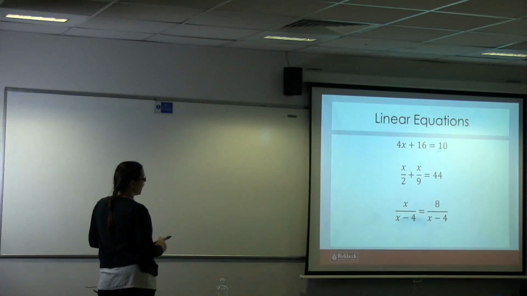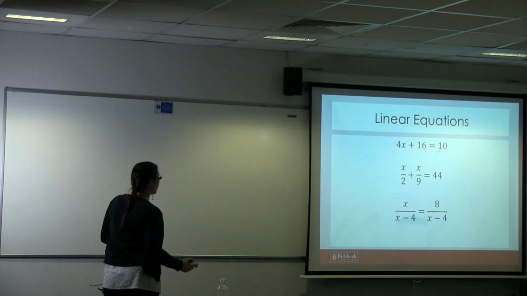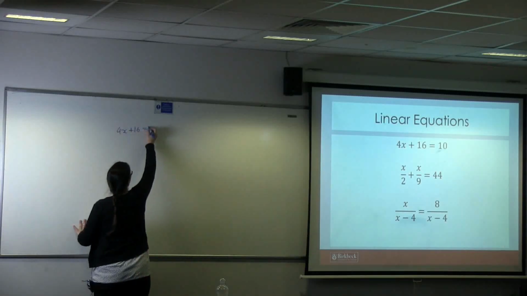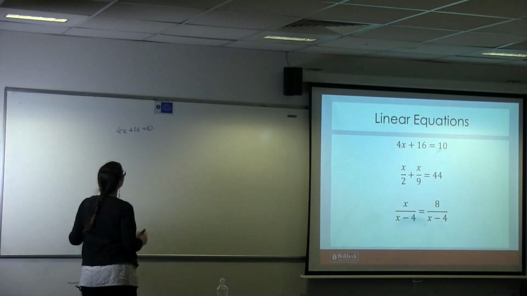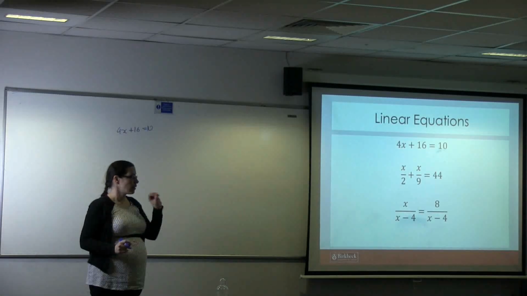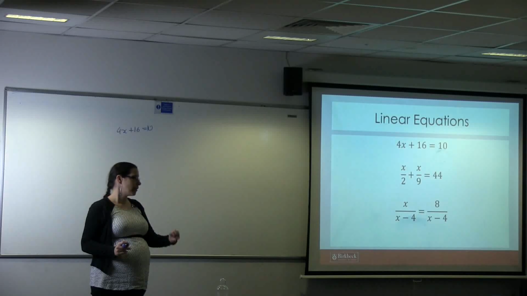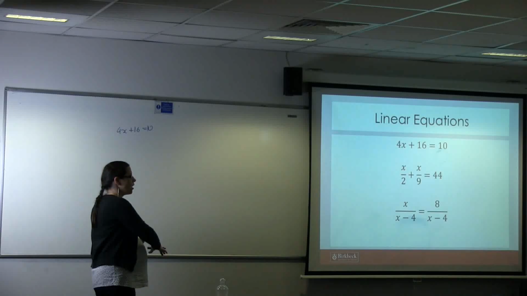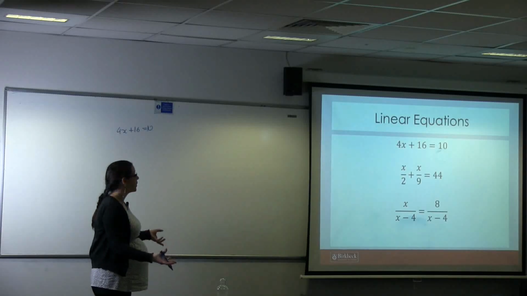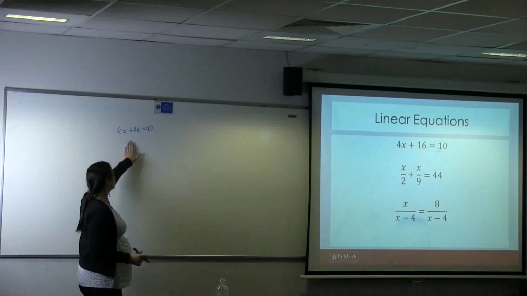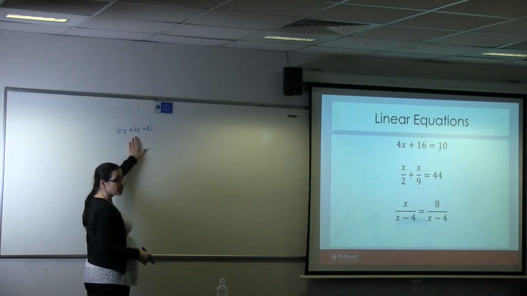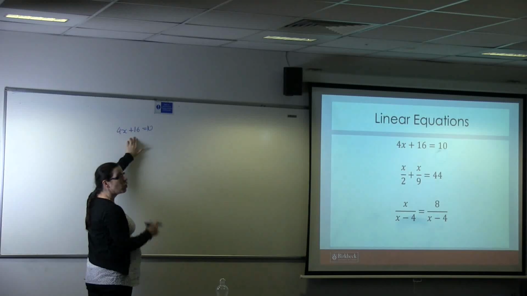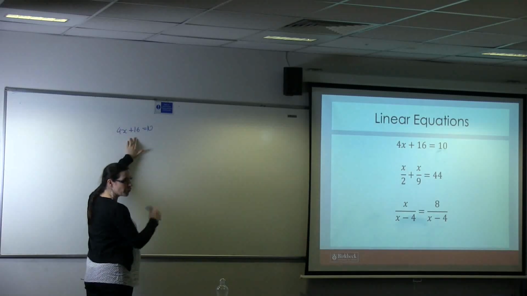So what we want to do now is solve these linear equations. So 4x plus 16 equals 10. The final goal is to get to x and find out how much one of those x's is. So I need to remove everything that's in my way. First, I'm going to remove the 16. And by removing, I mean taking away the 16, or move it to the other side, depending on what you were taught.